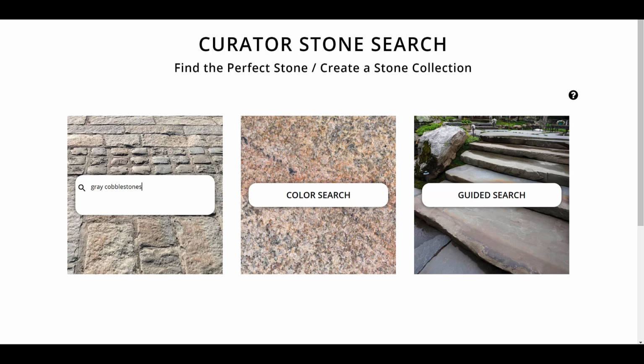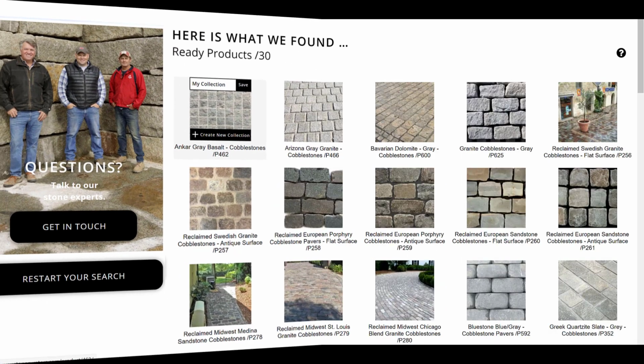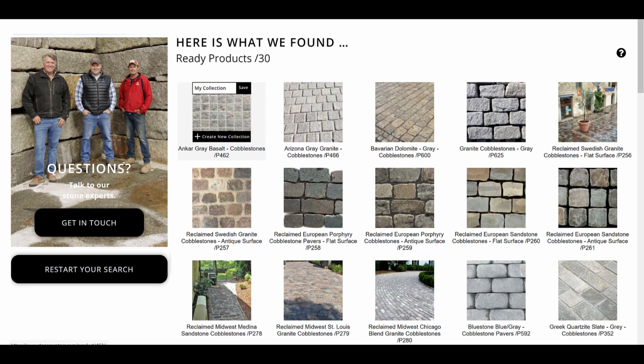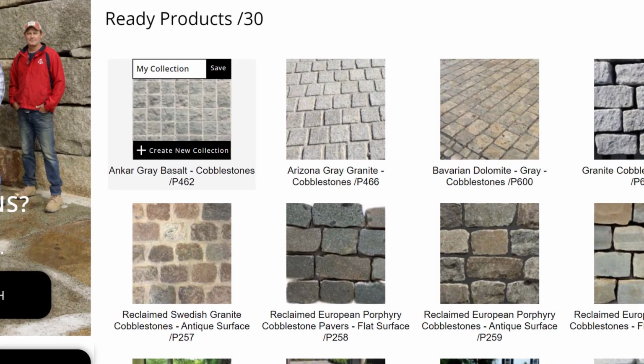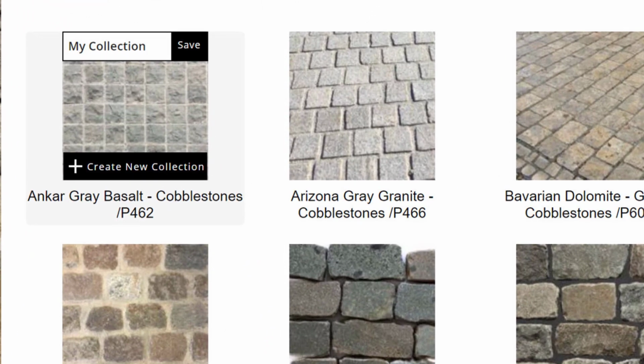Next, let's look at how to create a new collection. To create a new collection, start with a stone search. In this example, we'll do a text search for gray cobblestones. The results will show cobblestones that have a significant amount of gray coloring. Hover over a stone you want to add to your new collection. Click the Create New Collection button.